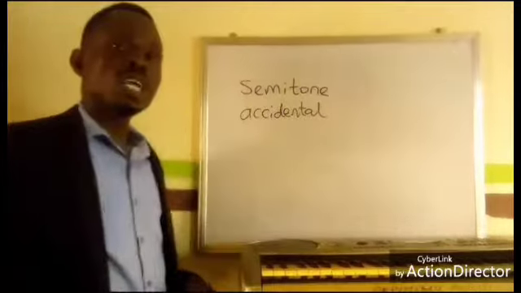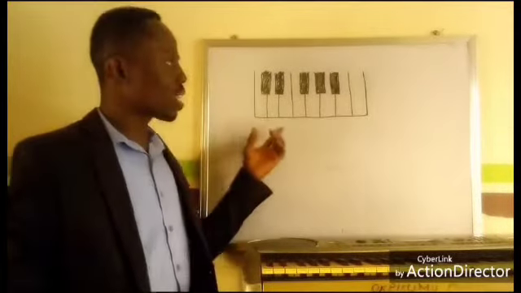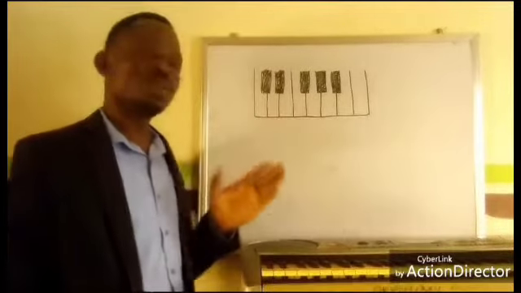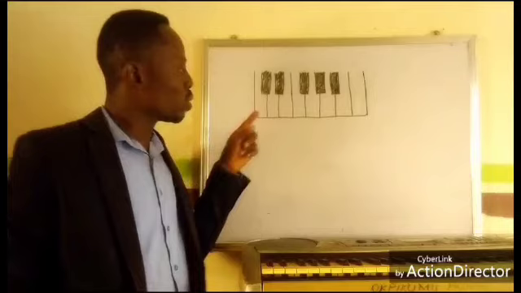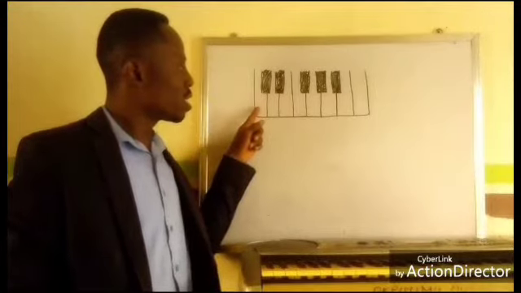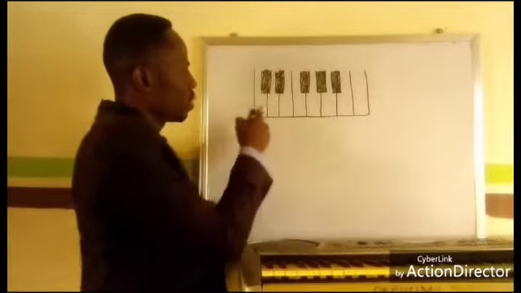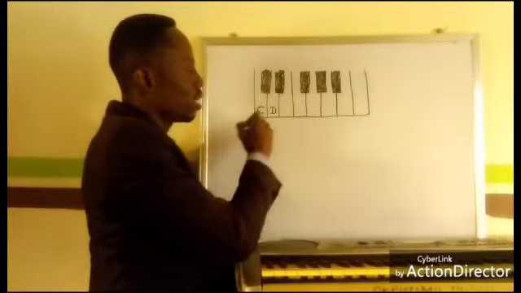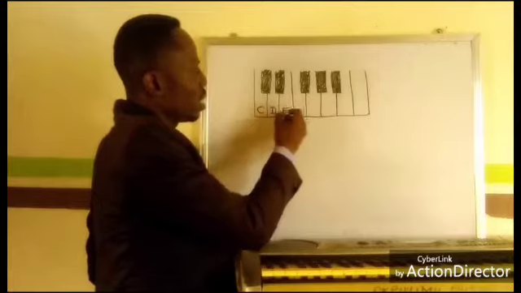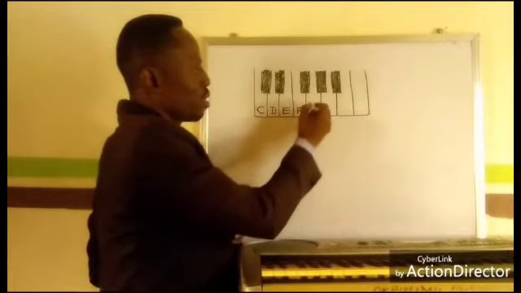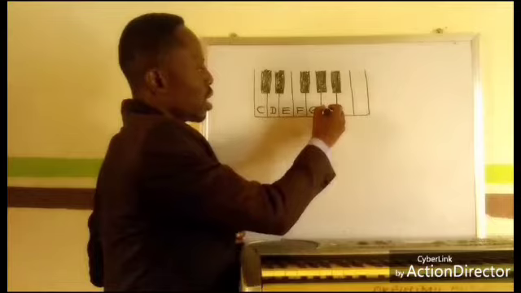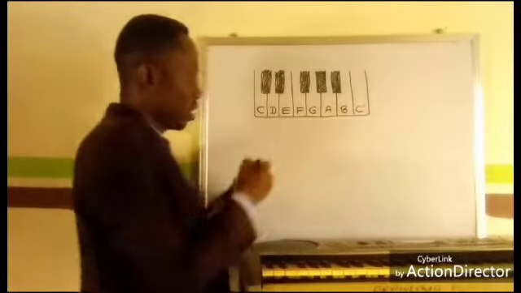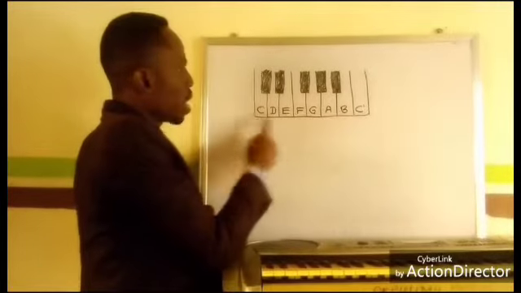Now, this is a keyboard, a 1 octave dummy keyboard. In the last video, we said that this is C, and this is D. We figured out that this is E, this is F, this is G, and then we have A, B, and C in a higher octave. This C is higher than this one.